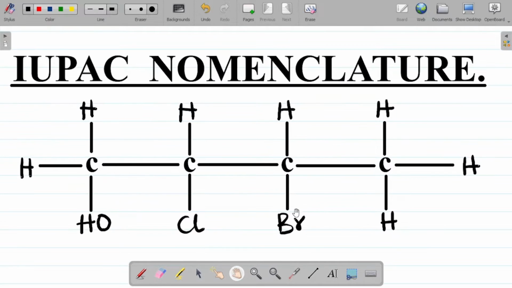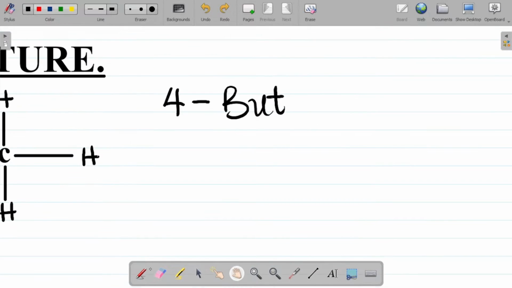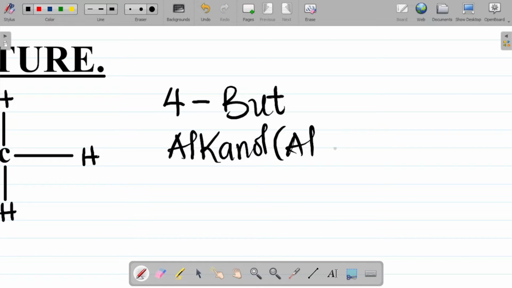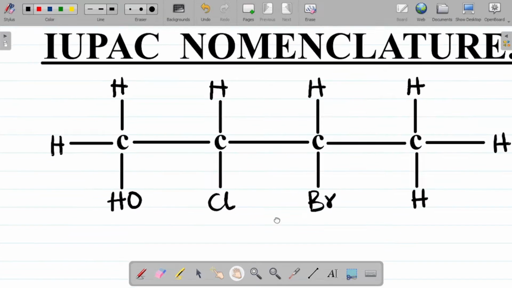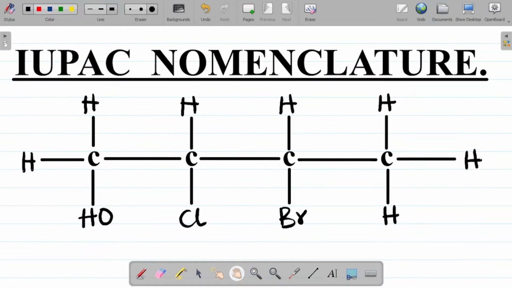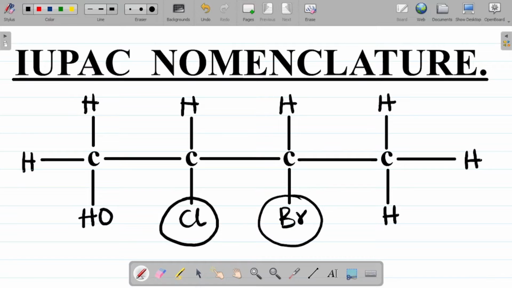The second rule is to get your functional group. If I look at this, there's an OH here, or HO. Whether it's written as OH or HO, it means the same thing. And OH is the functional group for the homologous series known as the alkanol, or the alcohol. So OH is the functional group. Now the next thing is to get our substituents. If you look at this, we have 2 substituents here: Cl, which represents chlorine, and Br, which represents bromine.